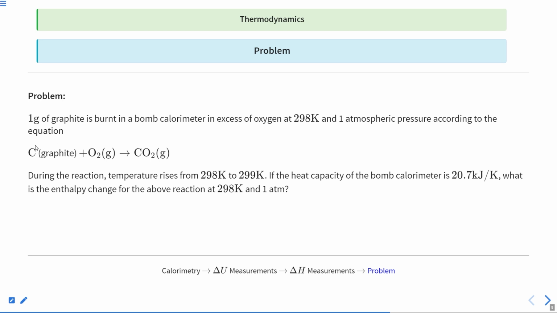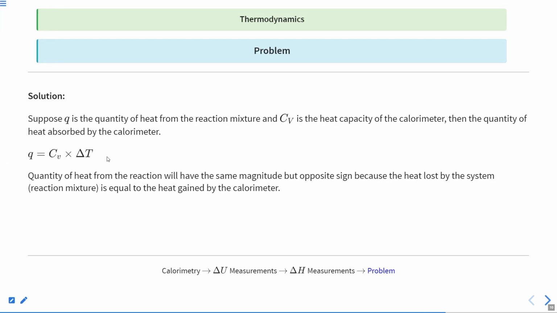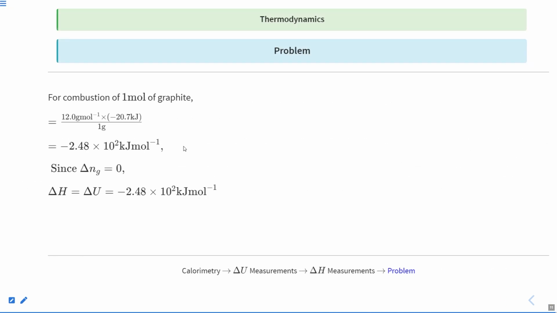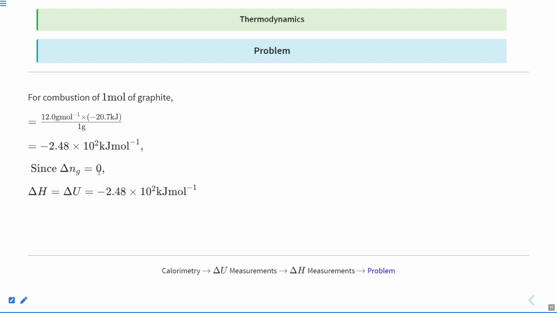Because this graphite is present in solid form. Therefore, the only gaseous species involved are carbon dioxide and oxygen. So here is 1 mole, here is 1 mole, 1 minus 1, delta Ng will be 0. Clear? Delta Ng will be 0 here. Now that delta Ng is 0, we can use this formula. Delta H is equal to delta U, minus, since delta Ng is 0, we don't have to multiply it. Our answer will be this one directly.